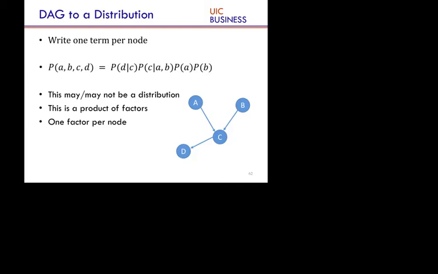But it's not clear whether this first of all is a distribution. But anyway, the rule was that for every node we'll write a factor. When there is no parent, you can think of it as a shorthand for P of A given parents of A. Parents of A is just empty, so P of A given empty. That's what that is.